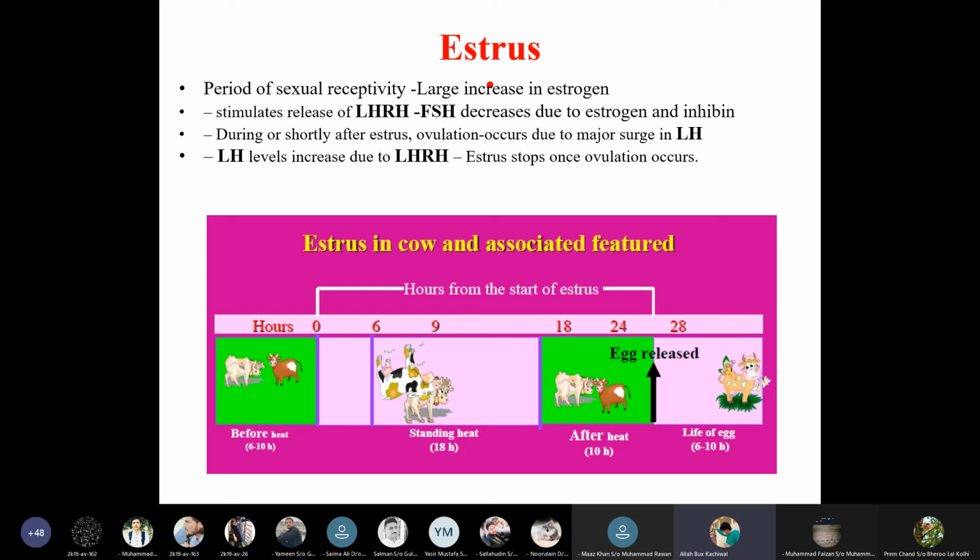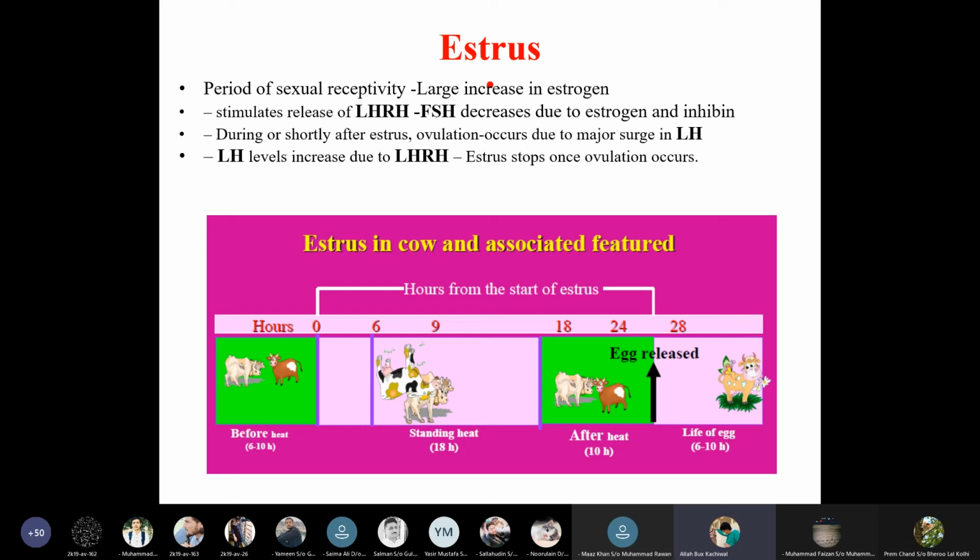Shortly after estrus, ovulation occurs due to a major surge in the luteinizing hormone. The follicle will rupture and the ova will be shed, ovulation happens when the luteinizing hormone increases, and the luteinizing hormone increases after the start of estrus. The luteinizing hormone level increases due to the luteinizing hormone releasing hormone, which is released from the pituitary gland, and estrus stops once ovulation occurs. When ovulation happens, estrus stops.